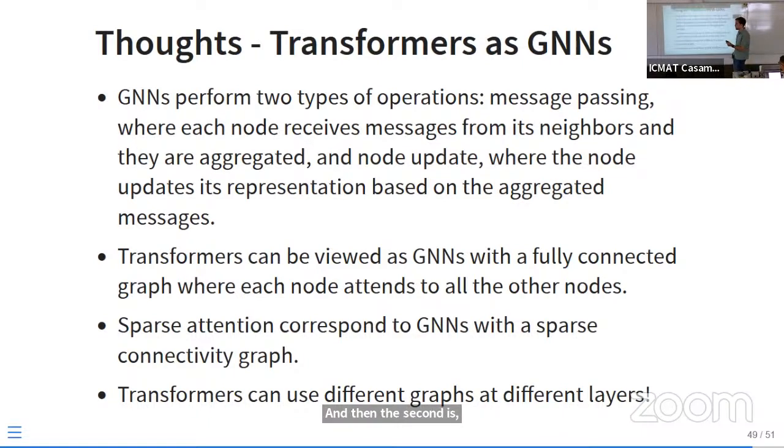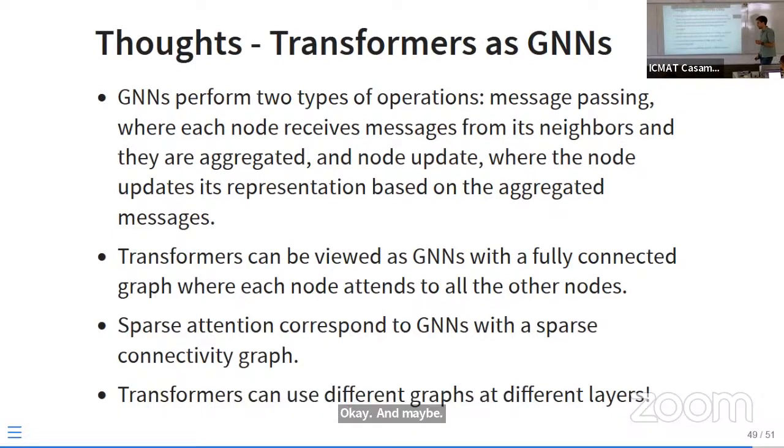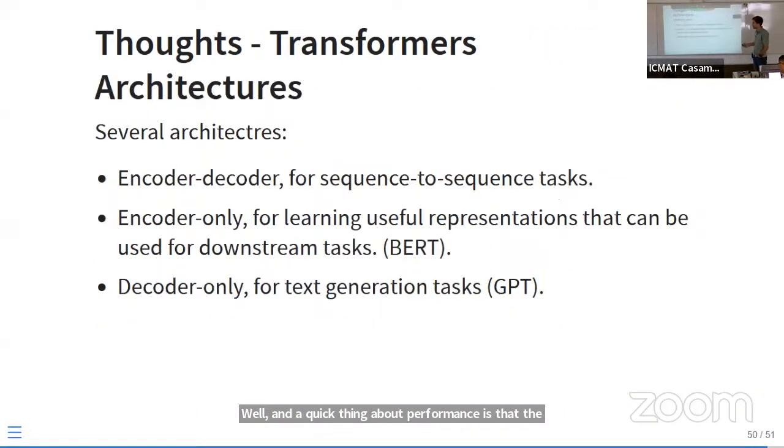There is something called a sparse attention mechanism, in which attention does not depend on every other word in a sequence, but just on a few. And this corresponds to graph neural networks that are not fully connected, but have sparse connectivity. Maybe associating transformers to graph neural networks is a way to start understanding them. And a cool thing about transformers is that the connectivity of the graph can change from layer to layer, while in graph neural networks it's always the same.